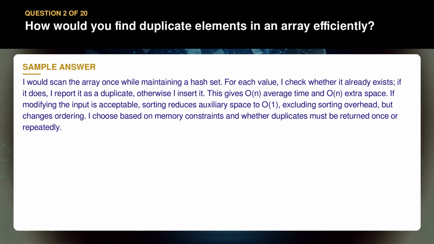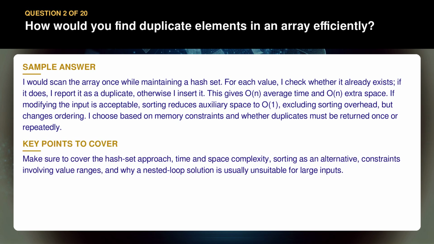If modifying the input is acceptable, sorting reduces auxiliary space to O(1), excluding sorting overhead, but changes ordering. I choose based on memory constraints and whether duplicates must be returned once or repeatedly. Make sure to cover the hash set approach, time and space complexity, sorting as an alternative, constraints involving value ranges, and why a nested loop solution is usually unsuitable for large inputs.